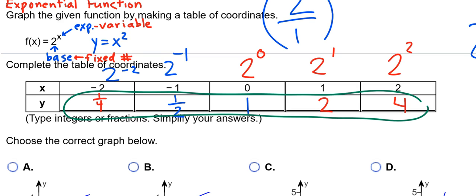2 to the fourth would be 16. So you can see that this side's getting bigger and bigger and bigger. These are positive numbers. What happens over here if I put in a negative 3? What is it? 1/8. What if I plug in a negative 4? 1/16, 1/32, 1/64, 1/128, 1 over 256. But guess what? They're all positive. Every single one of them.